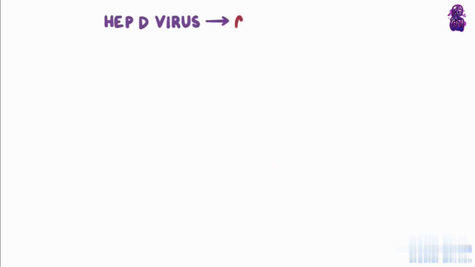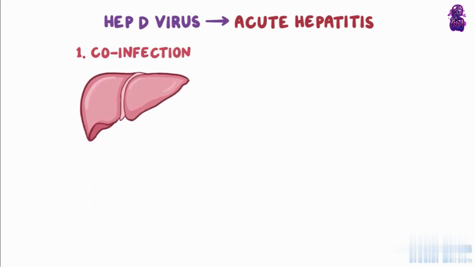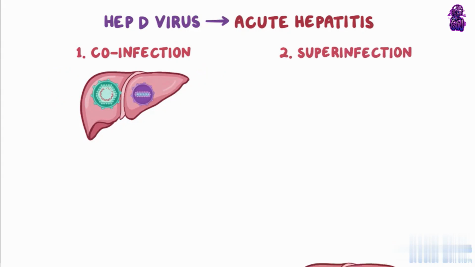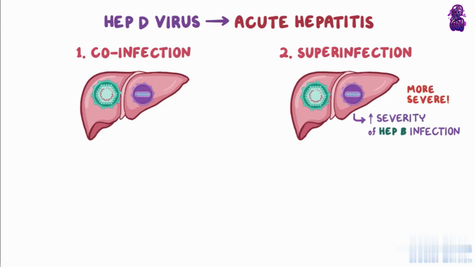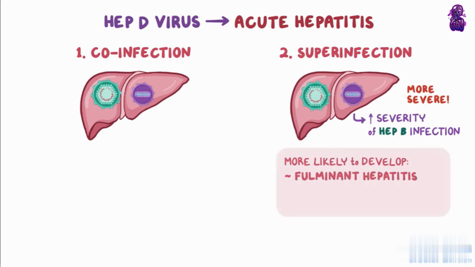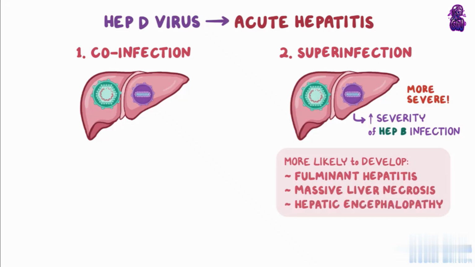Hep D virus causes acute hepatitis in one of two ways. First, there's co-infection with Hep B, when the two viruses infect the liver at the same time. And second, there's superinfection, which is when Hep D infects individuals with chronic hepatitis B, which is more severe. Hep D increases the severity of the Hep B infection. These individuals are more likely to develop fulminant hepatitis, massive liver necrosis, and hepatic encephalopathy, when the brain function is affected.